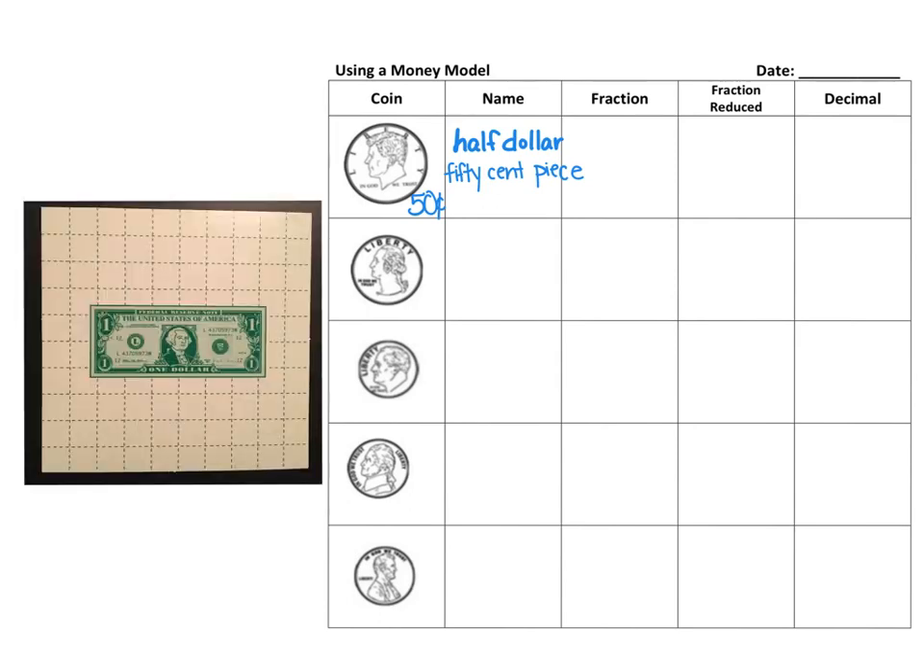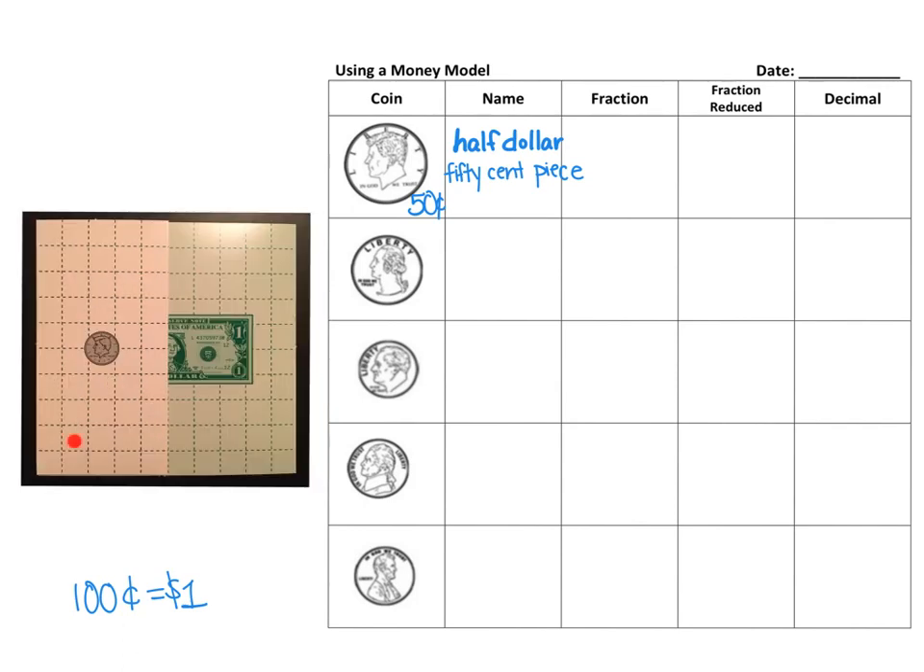Now, when we are using the money model, we're going to keep looking at these squares. This is $1. If we count, there's 1, 2, 3, 4, 5, 6, 7, 8, 9, 10 times 1, 2, 3, 4, 5, 6, 7, 8, 9, 10. So this is 100 little squares. What do you think that represents? If you guessed 100 cents in $1, you are correct. 100 cents in $1.